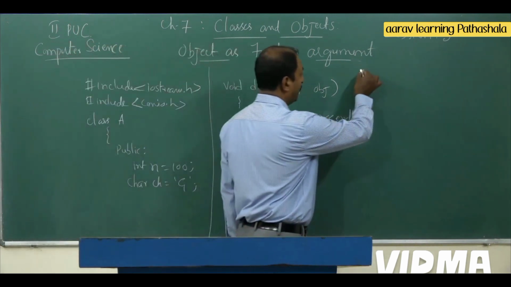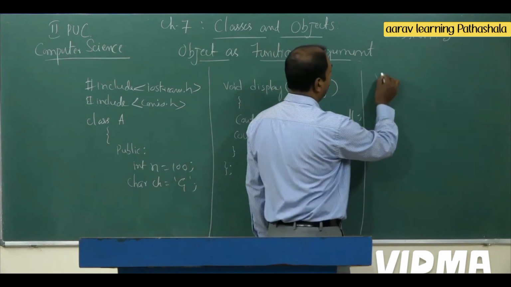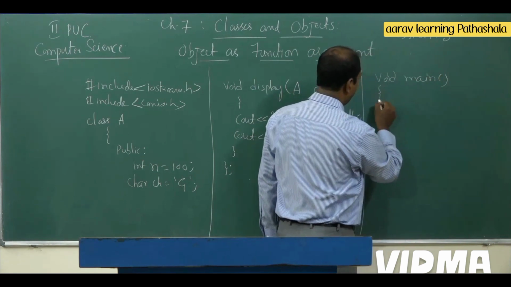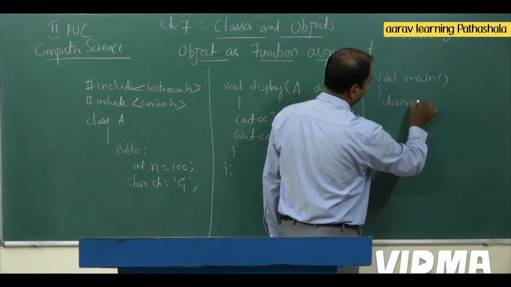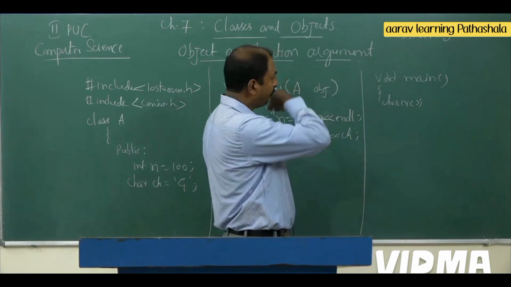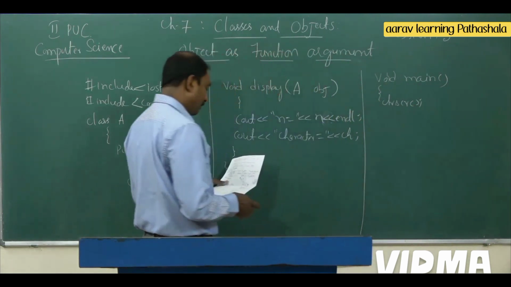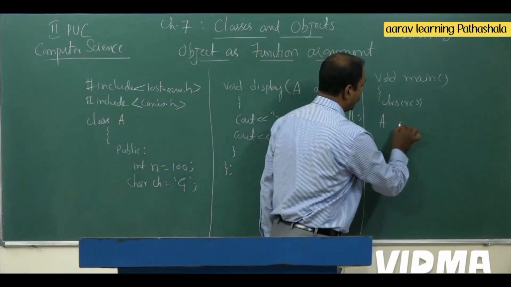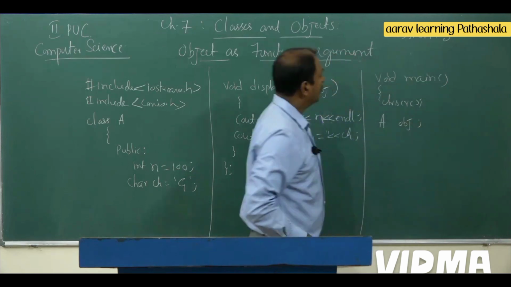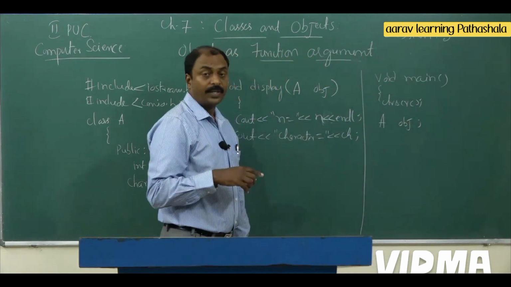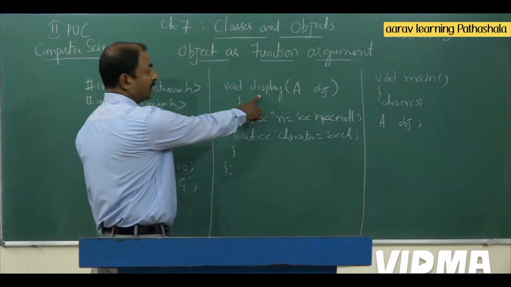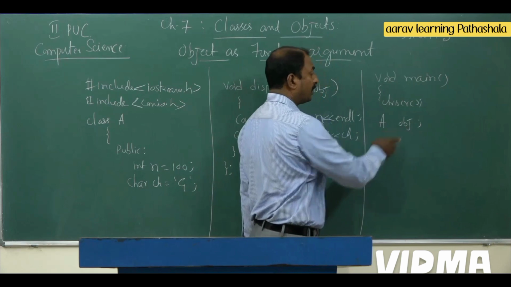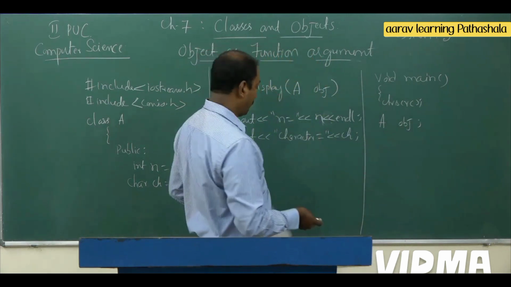Next we are supposed to write the main function. So write void main. CLR is clear screen. Next step is we have to create an object of a class. So what is an object? Class is A here. A obj is an object, a user defined name. What is the next step? Next step is we have to call these functions with the help of an object and through the dot operator.